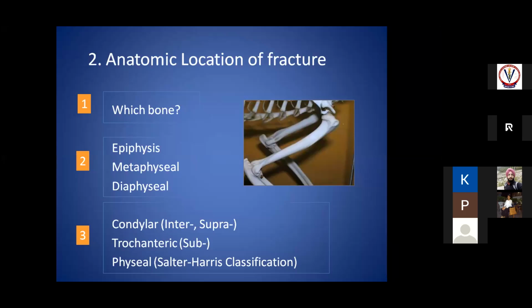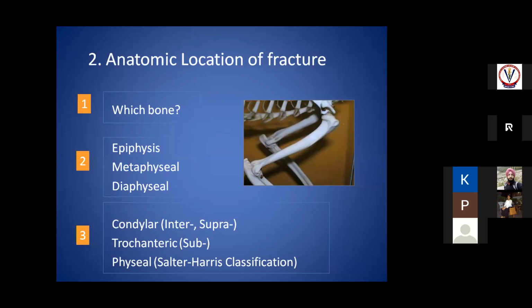I have shown you one X-ray of shear forces acting on a humerus. That was intercondylar, meaning between the condyles. Supracondylar means above the condyle. So whether it is condylar, or trochanteric or subtrochanteric, or a physeal fracture. A physeal fracture has a separate type of classification, which we will see diagrammatically. We call it the Salter-Harris classification. So this is how you will localize the fracture. This part of the characterization is localization of the lesion.